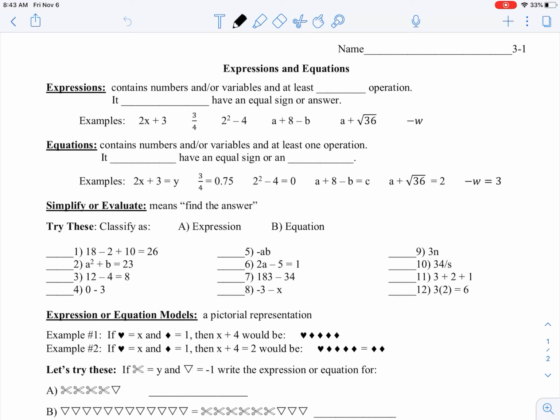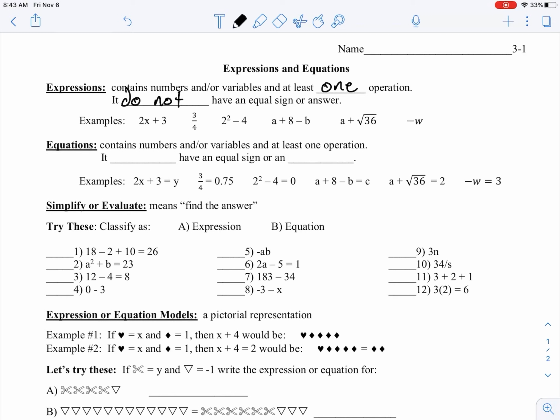So today we're going to be moving into expressions and equations. We talked a little bit about expressions before and we did some evaluating with them. So expressions, remember, contain numbers and or variables and at least one operation. Expressions here do not have an equal sign or an answer after the equal sign. So we have some examples of an expression down here.